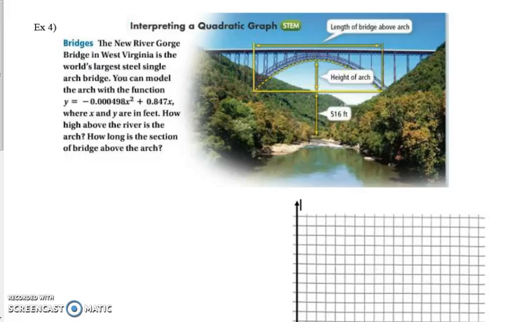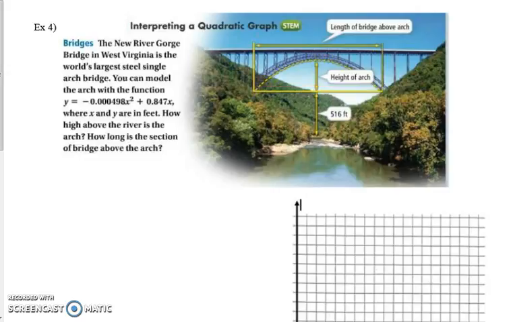Okay, on to example 4. Now what we're going to do is we're going to interpret quadratic graphs. So what I want you to do is I want you to read over the question. I want you to get a sense of what's happening here. And then when you come back to the video, I'll start going over the problem.